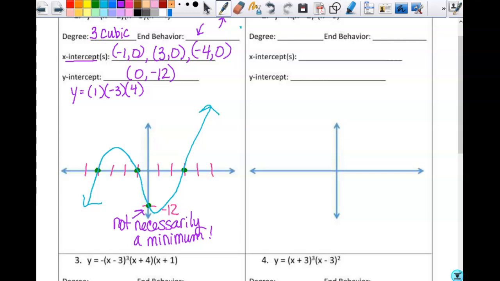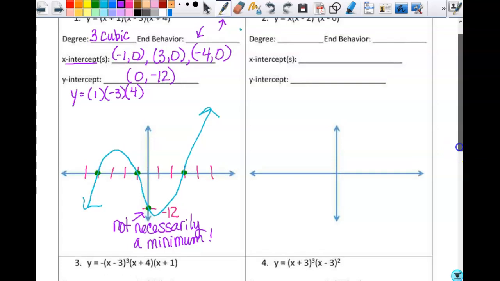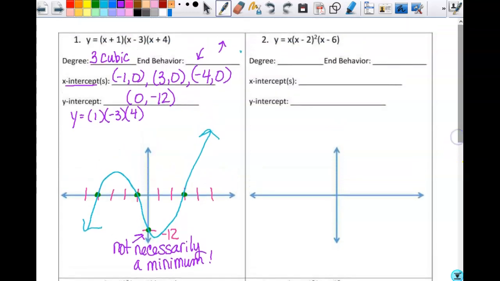So let's do another one. And instead of going by the order on the front, I'm just going to walk you through the blanks here because it's really the same thing. It doesn't matter what order you do it in. So I need to find the degree. So I figure out how many factors I have. Now this has x minus 2 squared.